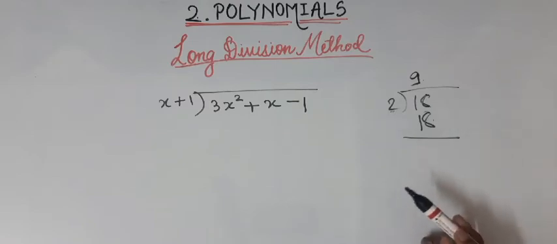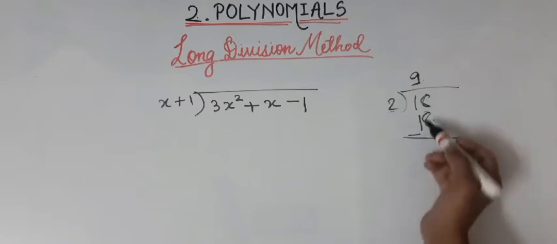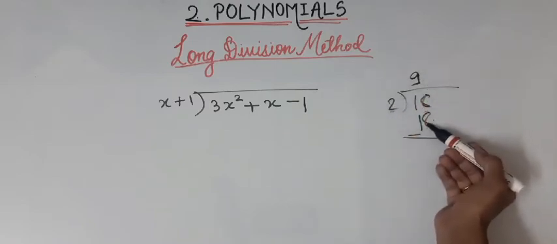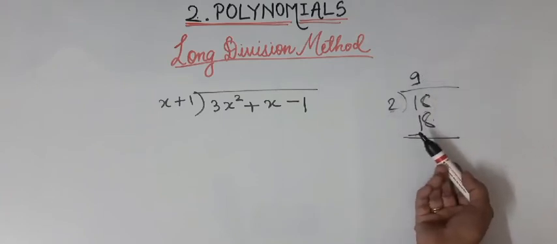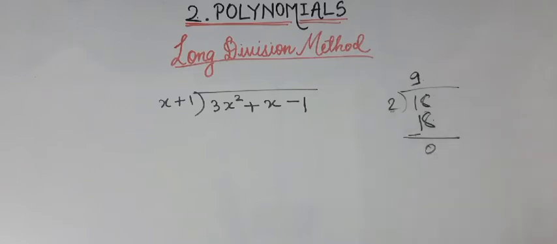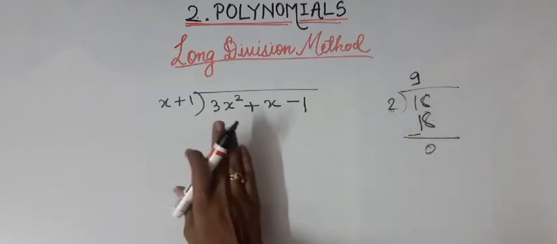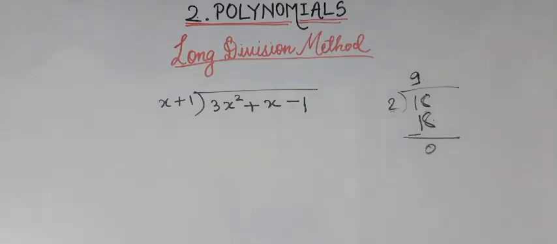And now what are we doing? Subtracting. 2 into 9 was plus 18. Now we are changing the sign, or subtracting, and you will get the remainder 0. Now the same thing we are going to do here. Check the first term of the dividend and divisor.